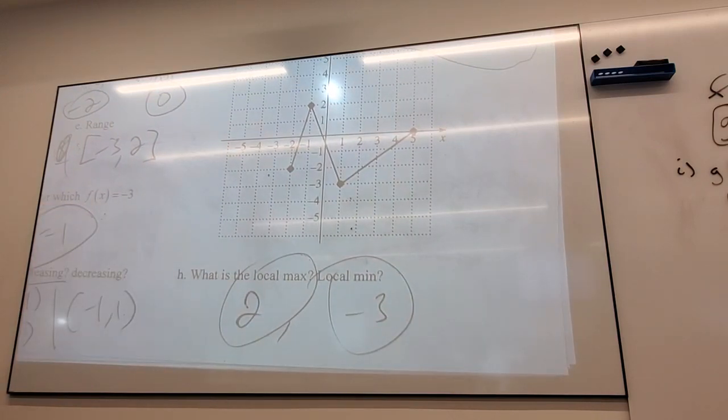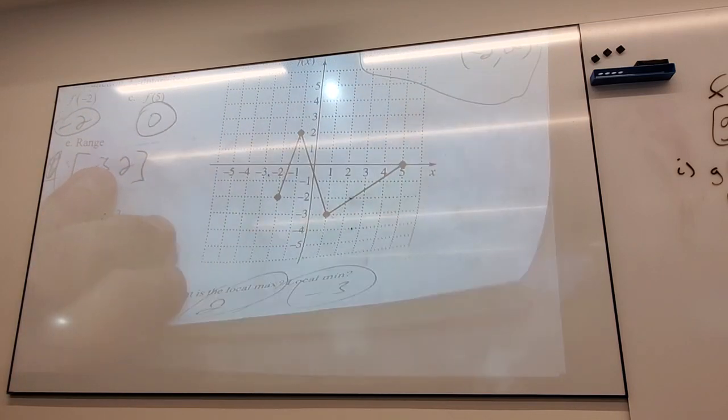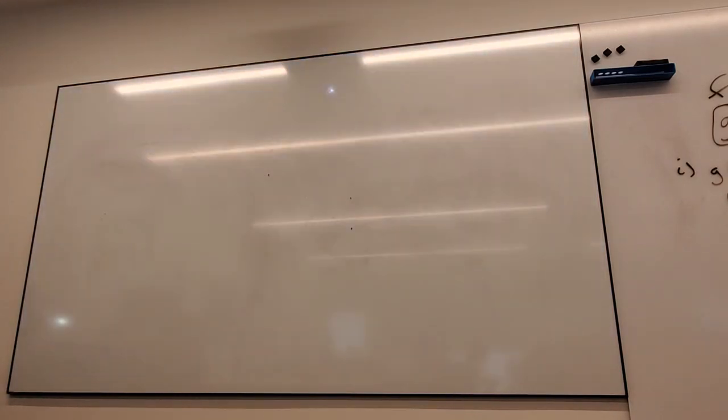If there were 3 areas of it increasing, would you put 3 points? With 2 u's, yep. If there were 3 intervals where it was increasing, you would need 3 sets with 2 u's in between. Yep. Okay.